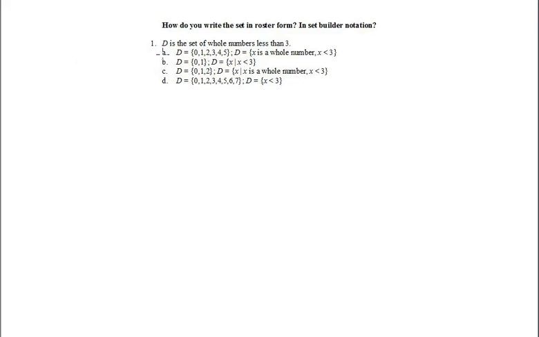Problem number 1 says D is the set of whole numbers less than 3. So first thing you've got to think about, what does that mean? It means less than 3, and whole numbers are 0 and greater: 0, 1, 2. It says less than 3, so it can't include 3, it can't include fractions or decimals, and it can't go below 0 because these are whole numbers. So we would simply say that D equals, and then we use brackets, not parentheses, 0, 1, and 2.